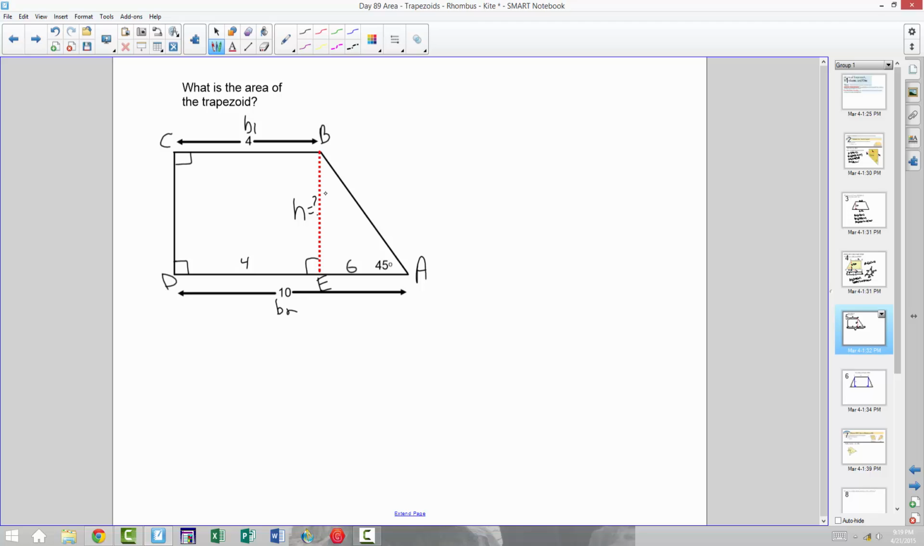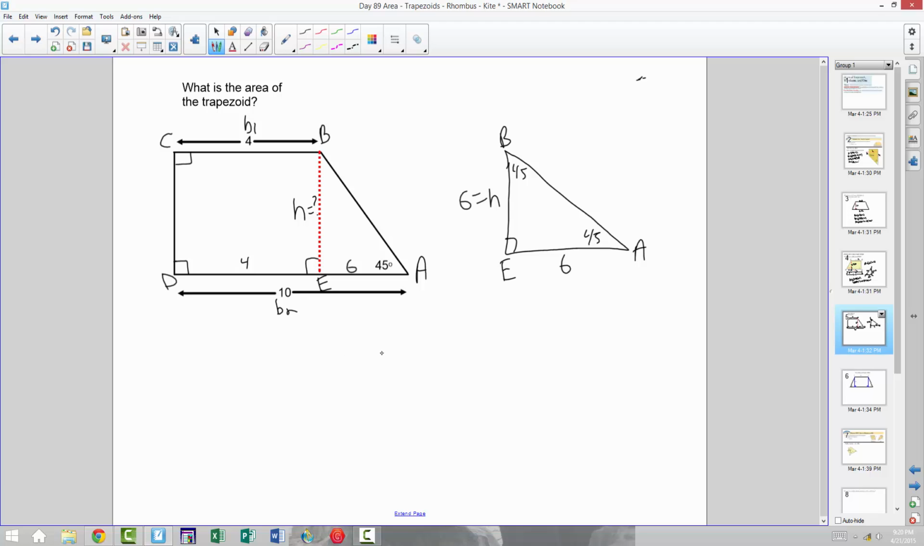Hint: create a right triangle by drawing in your height. So I have a right triangle. Here's A, B, E, here's H. This is 6, this is 45, therefore this is 45. So it's a 45, 45, 90, therefore the legs are congruent, so H is also 6, because legs in a 45, 45, 90 right triangle are congruent.